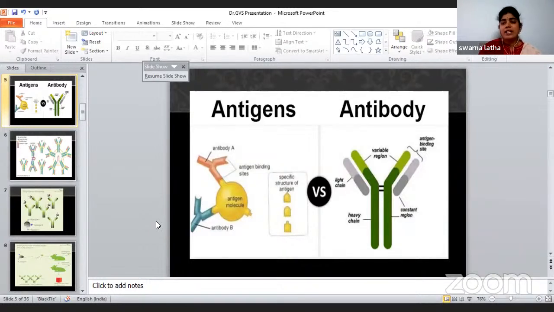Okay, so in recognition of an antigen, our host system will develop an antibody. This is how the antibody looks. It's a Y shape. Here we can see there will be a heavy chain and then a light chain, and in general constant regions and then variable regions, right?